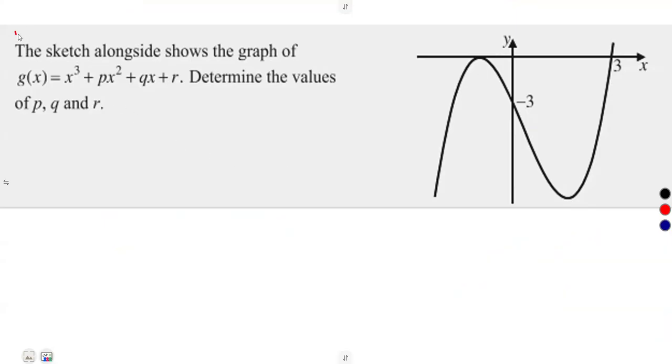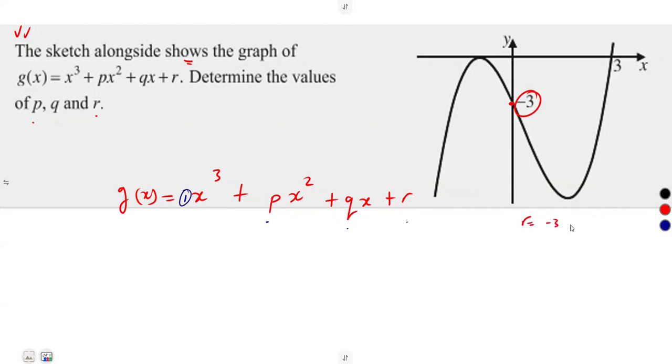Another one is to sketch. The sketch alongside shows the graph of g(x), this sketch that we have. Determine the values of P, Q, and R. Our g(x) is given as x cubed plus px squared plus qx plus r. So the coefficient of x cubed is already 1. We need to find P, Q, R. Where R is concerned, you can simply tell, guys, when x is equal to 0, the y-intercept, y is negative 3. So you can tell that R is equal to negative 3.